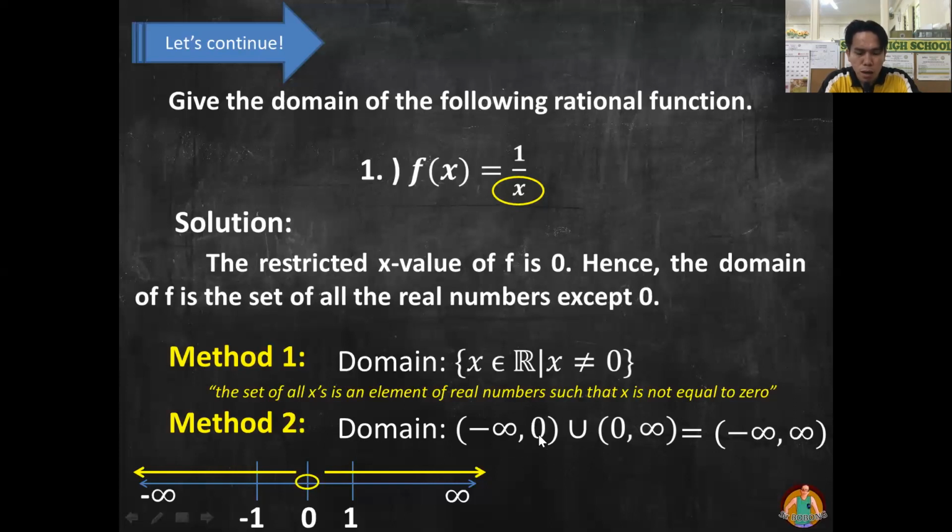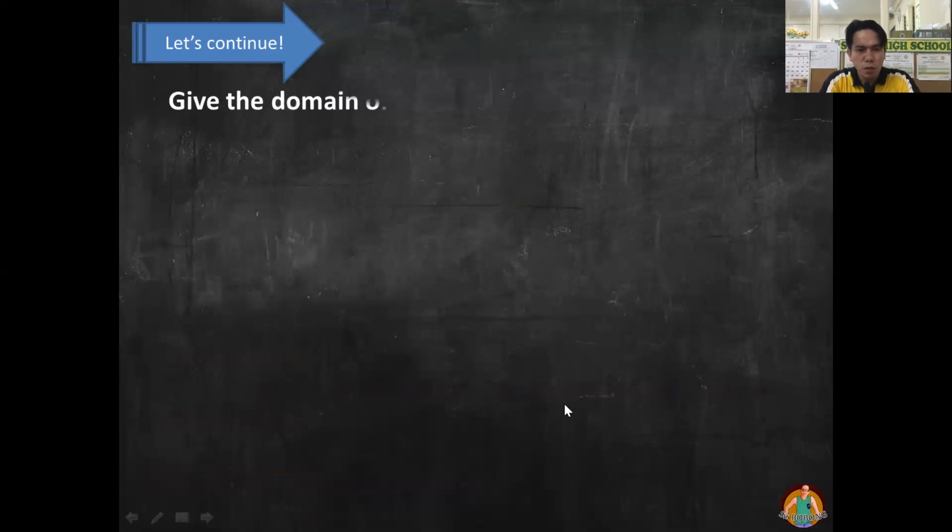So pero pag halimbawa yung 0 is part of the solution, yung parenthesis dito, papalitan mo lang ng bracket. Okay? Yung bracket is yung parang letter C siya na may edge. Okay? So, ganun na siya kadali. Okay? Sige. Next, let's have example number 2.